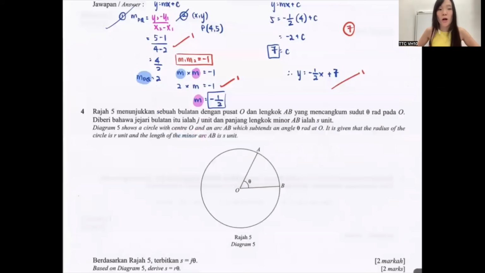Next one. Question 4. They say diagram 5 now shows a circle with the center O. Yep, I can see that. And the arc AB. There's a circle with center O. You can all see a full circle. Arc is part of the circumference, but only a partial of the circumference. So now they say the arc AB subtends an angle theta. So the arc is for the theta, that small part, okay, at the origin. It's given that the radius of the circle is r. So the radius here is r.